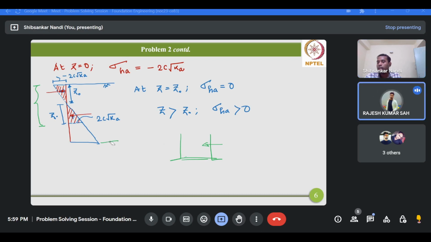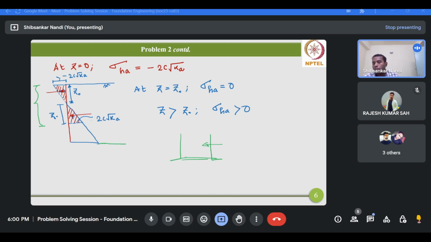For the same question, can we identify that once? Why not? We can easily determine. Suppose this is your reference line. With respect to this bottom line, you try to determine the location of the resultant earth pressure.